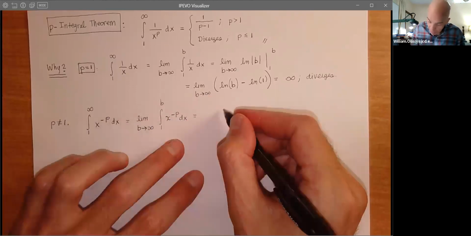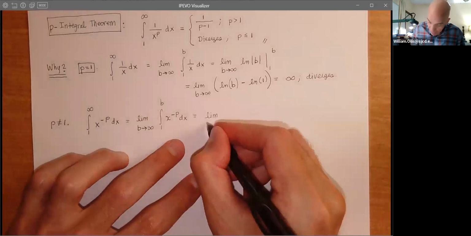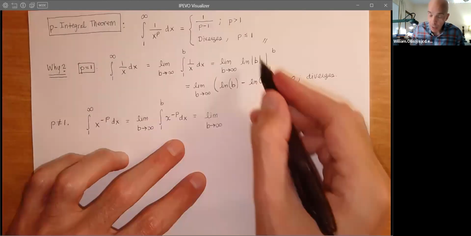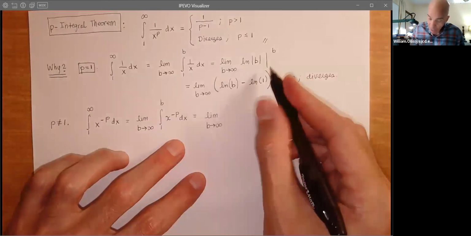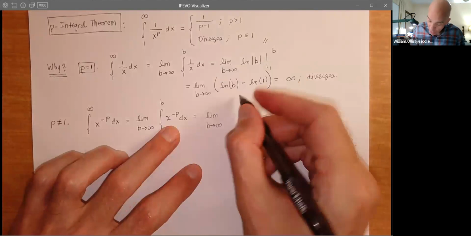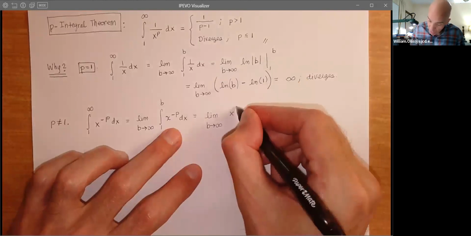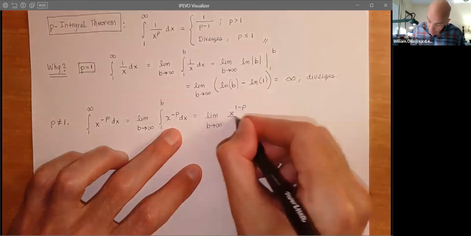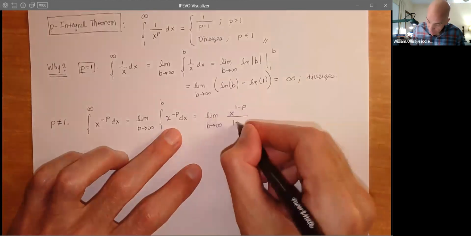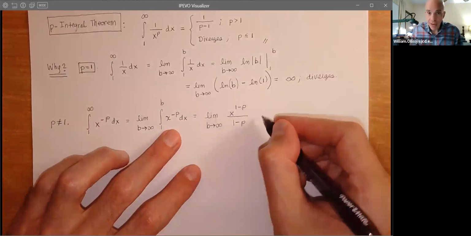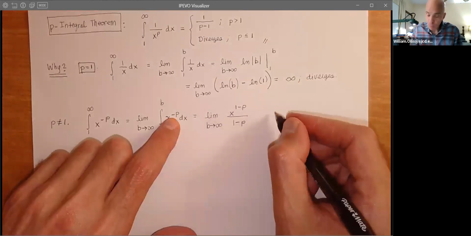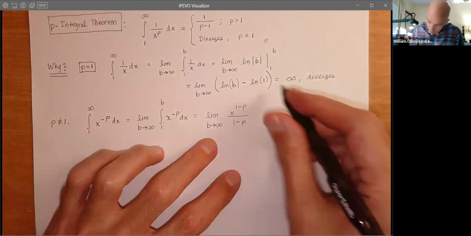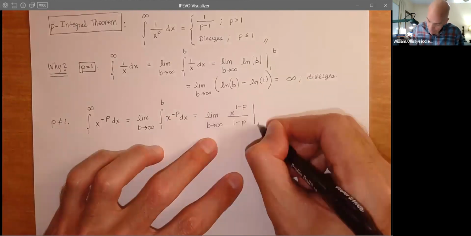So now we get the limit as b approaches infinity. Again, just remember, you've got a nice recipe here for the integral. Add 1 to the power and divide by the new power. So this will be x to the 1 minus p, divided by 1 minus p. Add 1 to minus p, we get 1 minus p, divided by the new power. Evaluated from 1 to b.